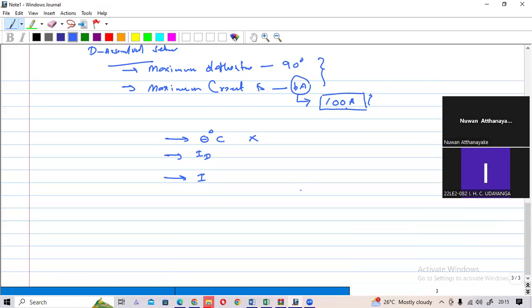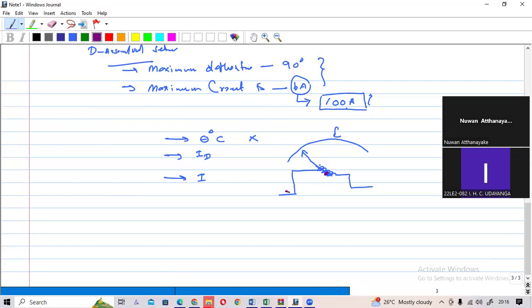So diagonal setup is like this. Here we have a coil, and this coil is like this. And this is a cable again. We have a pointer here, and we have a scale here. And this pointer is fixed here using a spring. So that is the normal diagonal setup.